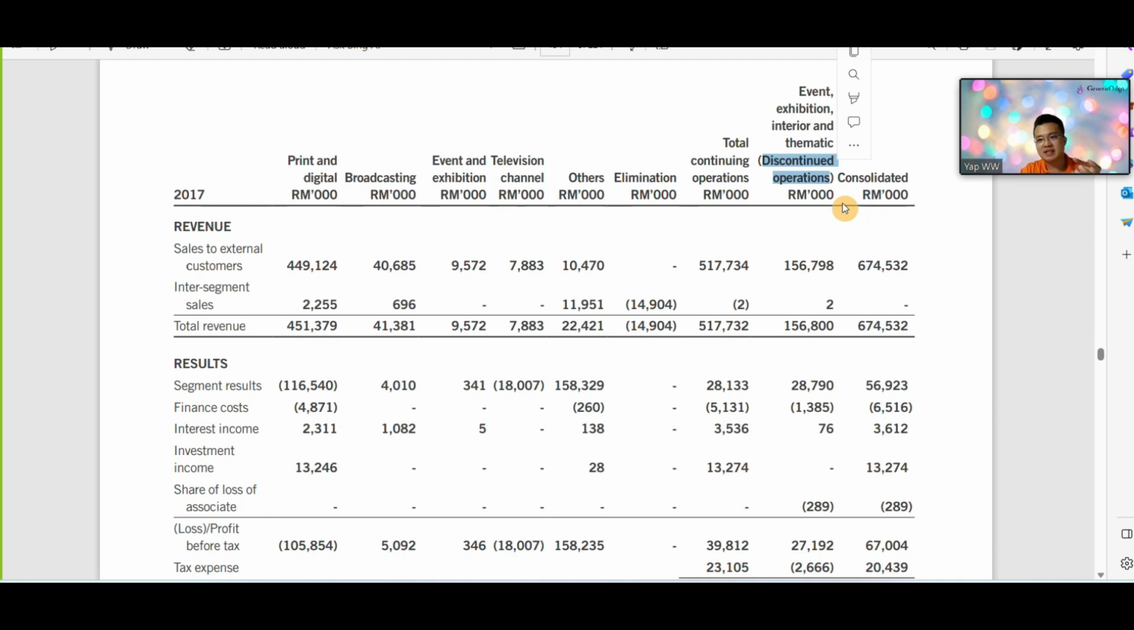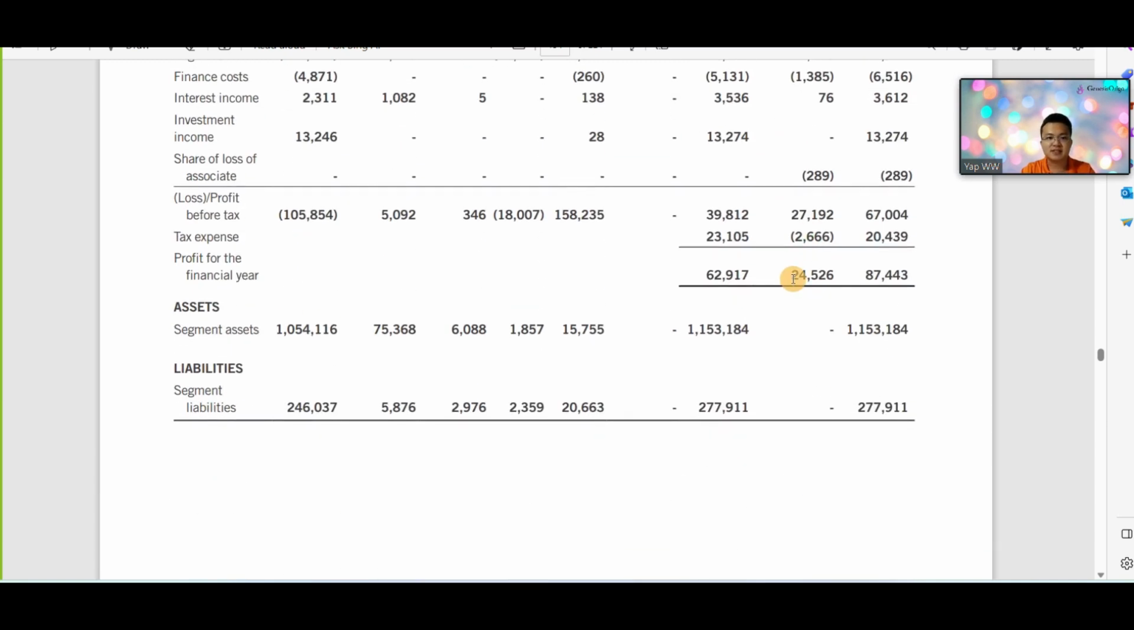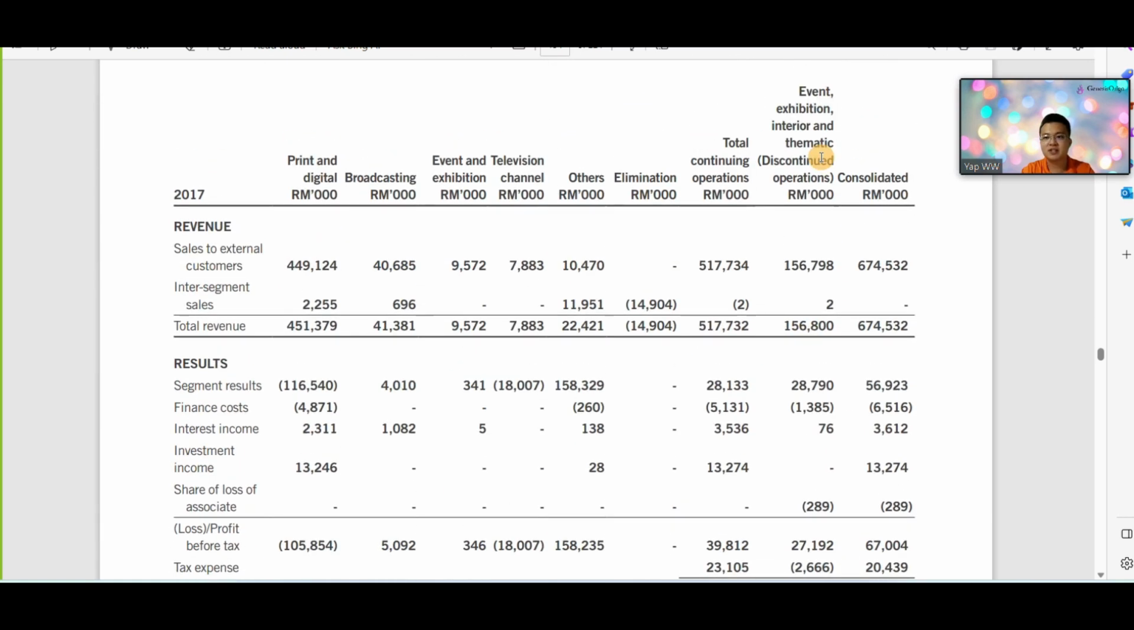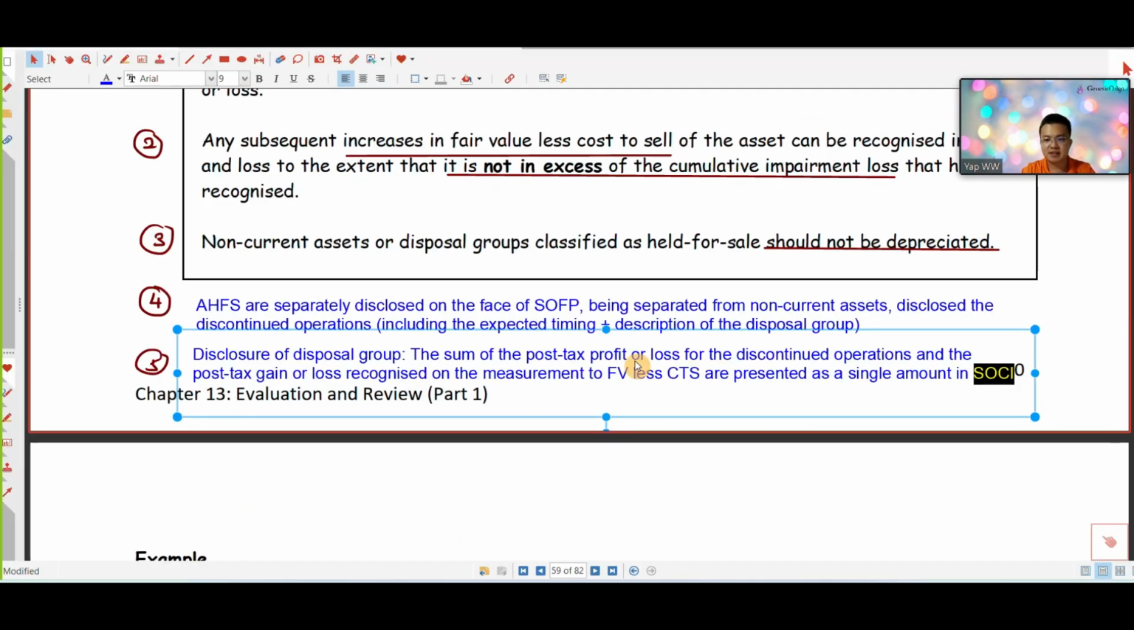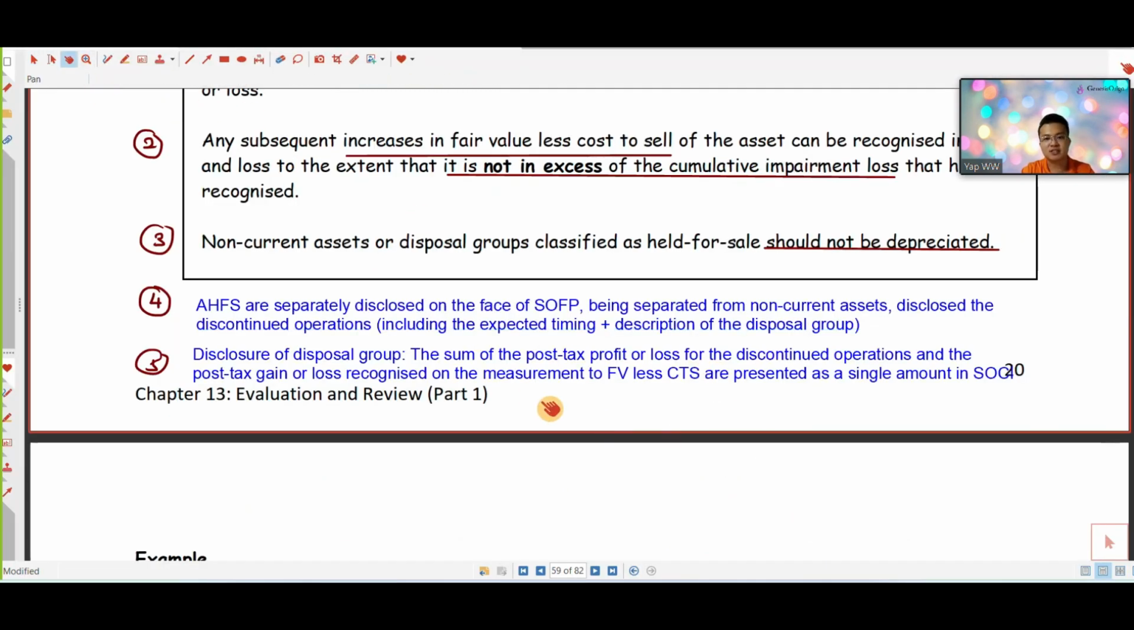very misleading in the sense that I thought everything is still continuing. No. If one of them is discontinued, then this will be presented as a single figure: the profit for the financial year as one figure on the face of statement of comprehensive income. So they will disclose one figure only instead of showing sales and cost of sales. Not like that. So just remove it and show one figure only. So this is the idea of how it looks. That is for disposal group.